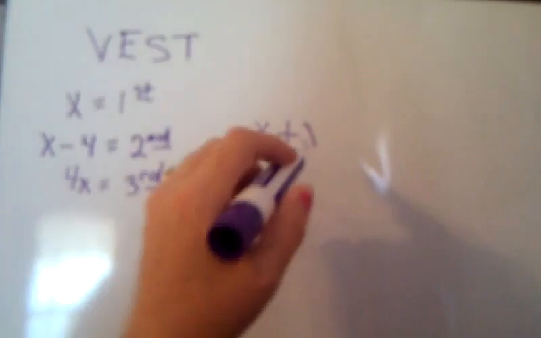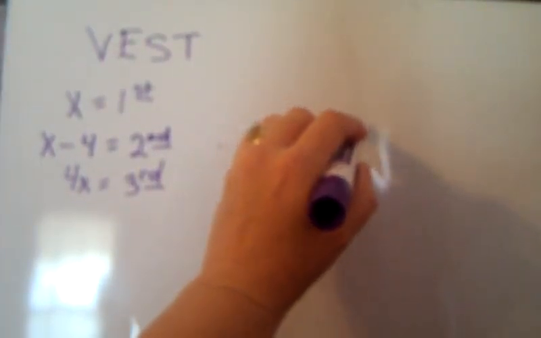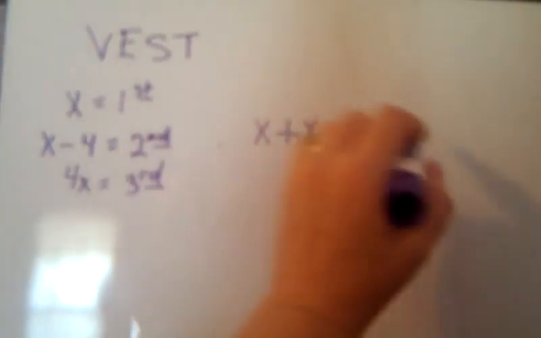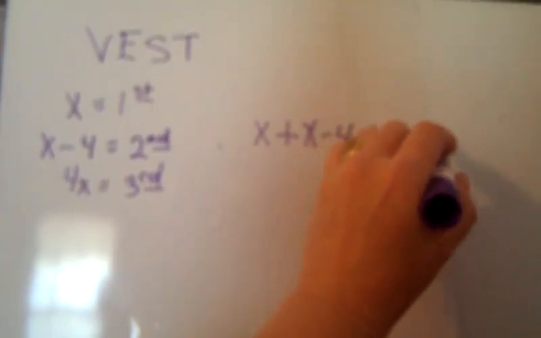Okay, are you with me so far? I identified my variables, now I need the equation. The sum of the three numbers is 62. What does sum mean? Sum means I need to add them. Okay, so let's add them. I have x plus x minus 4 plus 4x equals 62.